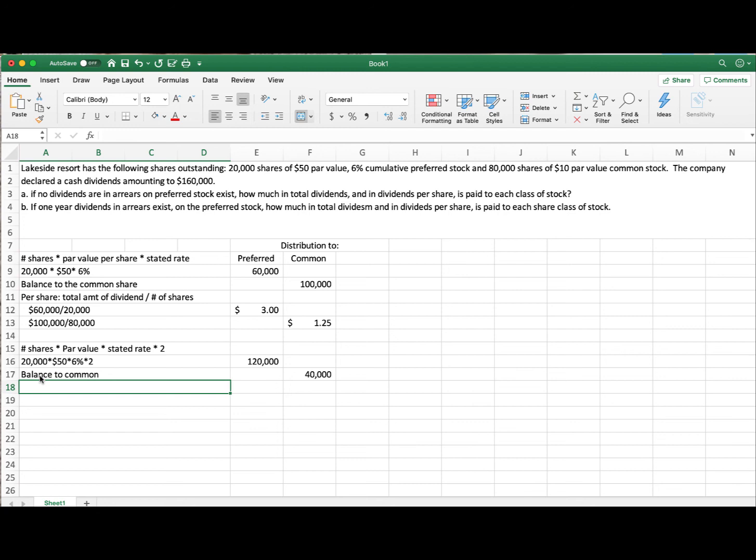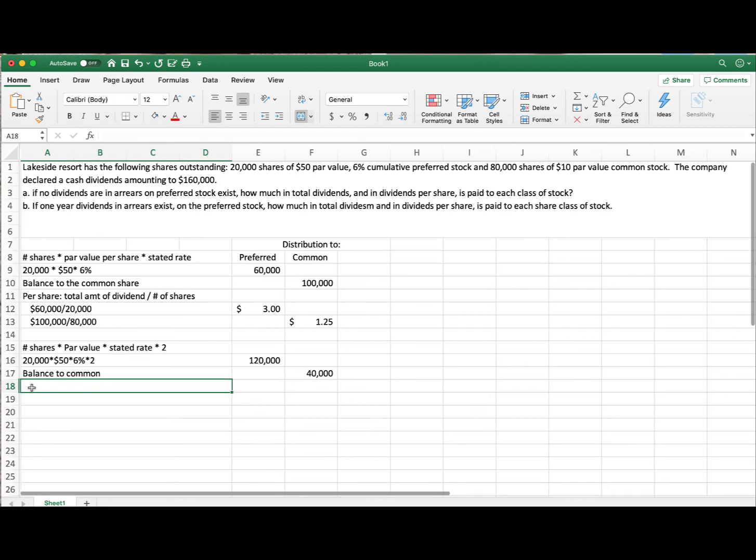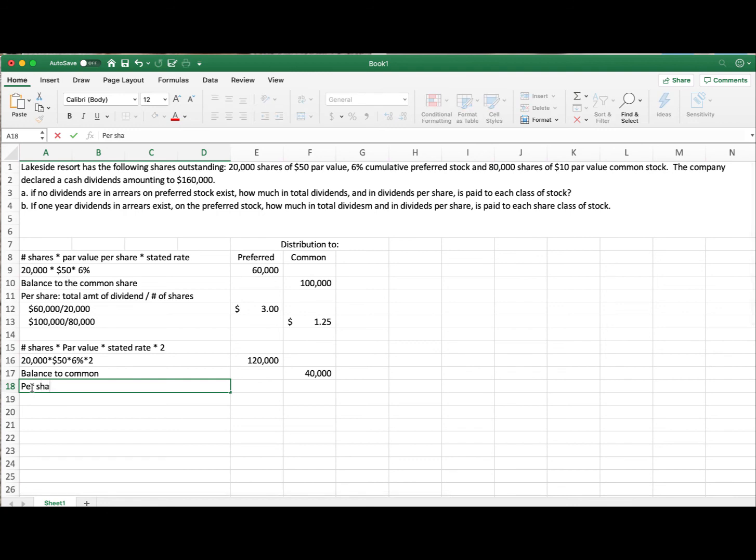Now, I need to figure out what the per share dividend is, right? I need to calculate that. Super simple. I need to take the total dividend that class received and divide it by the number of shares outstanding. Well, that's easy. What's the total dividend that we're going to pay now to preferred shareholders? We already calculated it. It's on the screen. I hope you identified the $120,000.